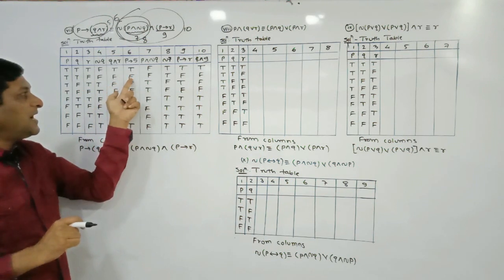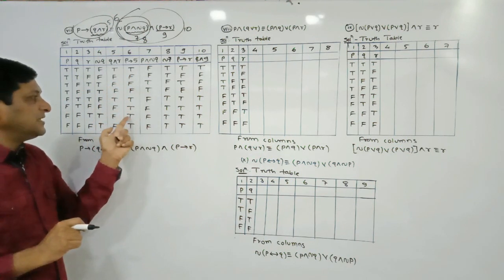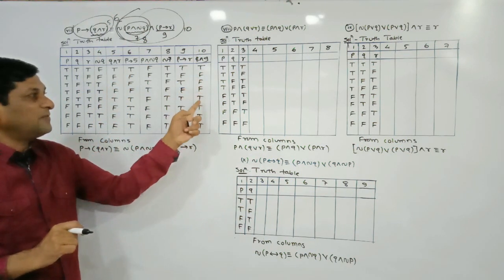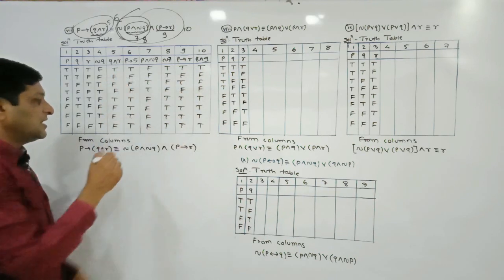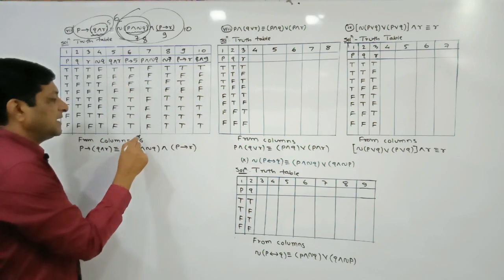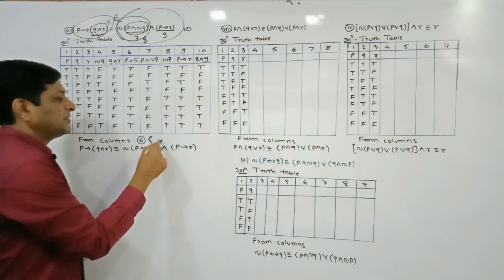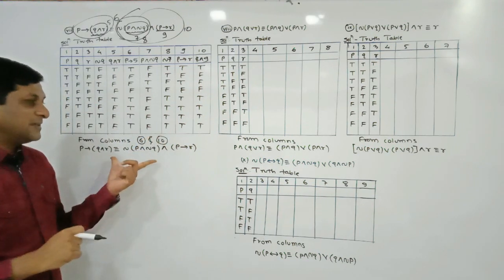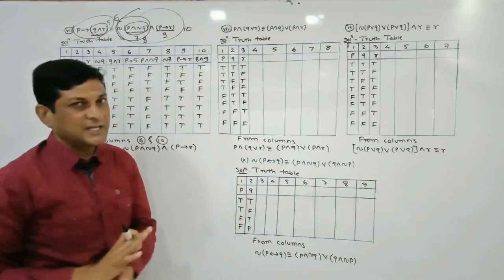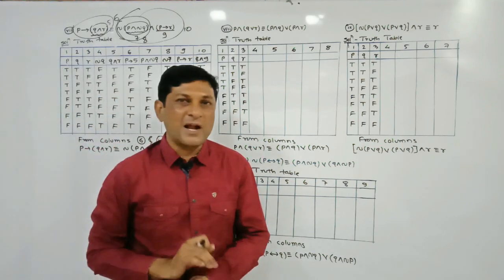Now observe the truth values in column number 6 and column number 10. TFFFTTTT. We are observing that from column number 6 and column number 10, we can conclude that these two statements are logically equivalent since their truth values are identical.